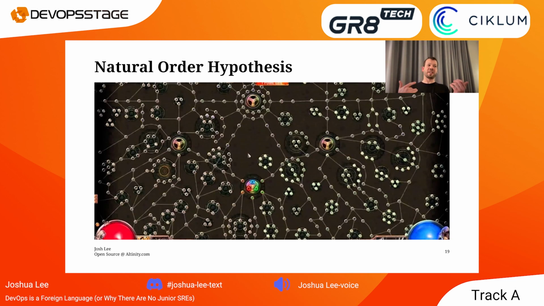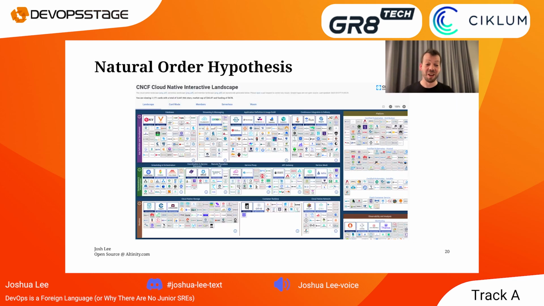So when I think about the natural order hypothesis and how it relates to DevOps, I kind of think about tech trees. So this is from a video game called Crying Suns, and it's not a tech tree so much as it's a tech web, and it might actually make you cry. But it also looks really familiar, unfortunately familiar to this.